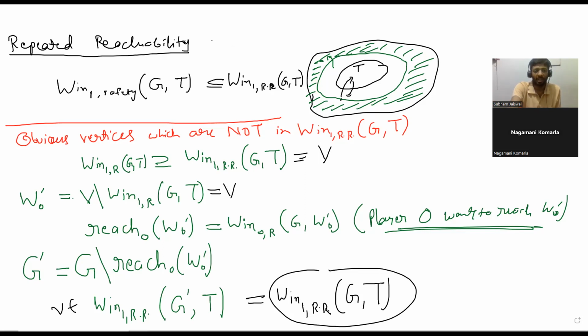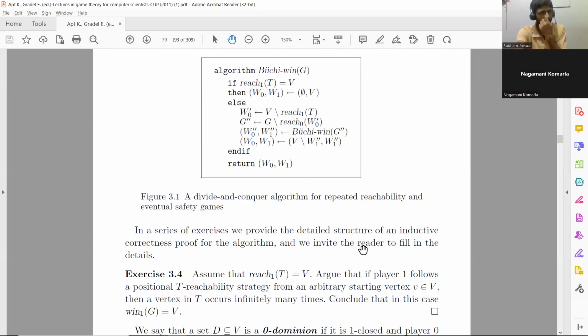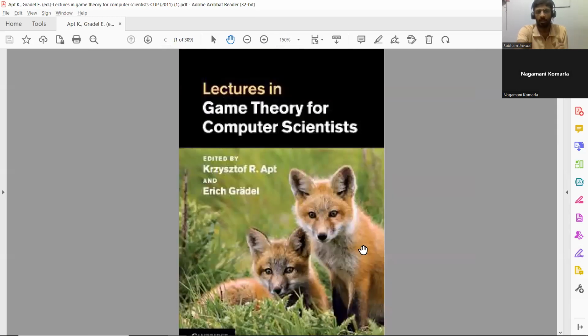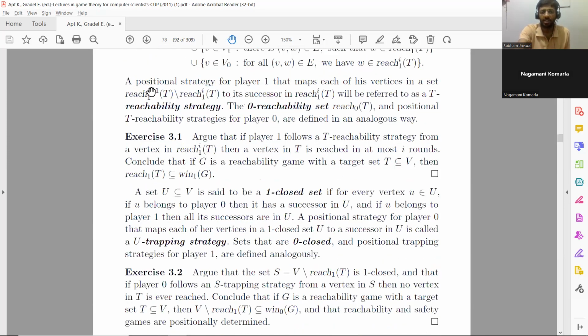You can, if you want, though I suppose you may not get the time at this point, but if you do get it, maybe later on, you can visit this chapter. This is a book which I had shared, right? Lectures on Game Theory for Computer Scientists. There are many other chapters. Obviously, this is a big book. They have some very state-of-the-art algorithms here, but this chapter I like.